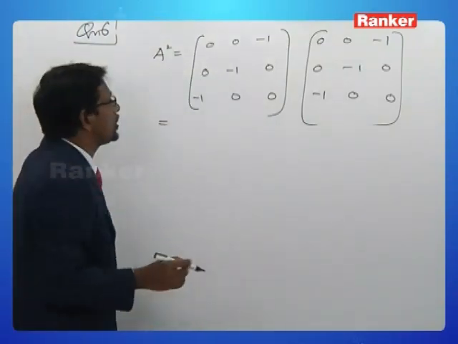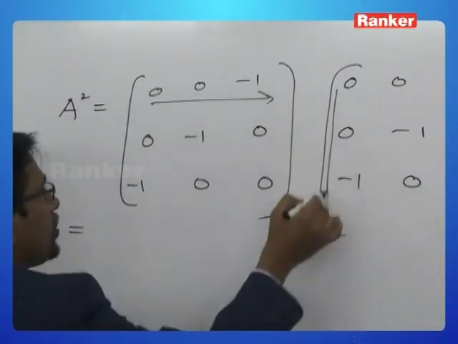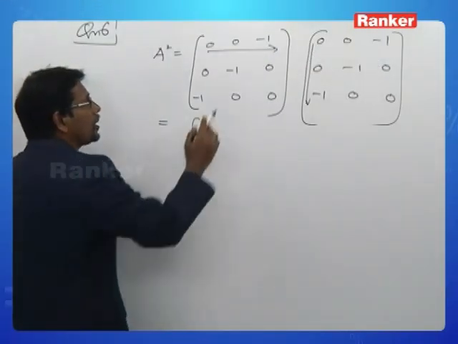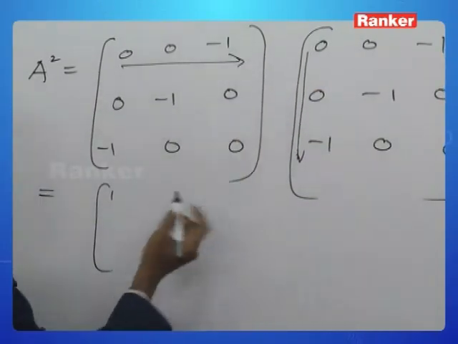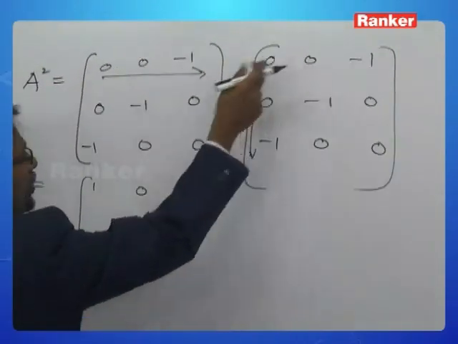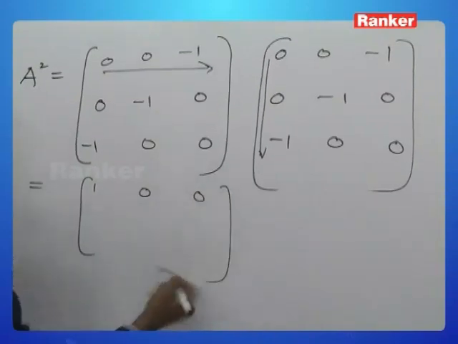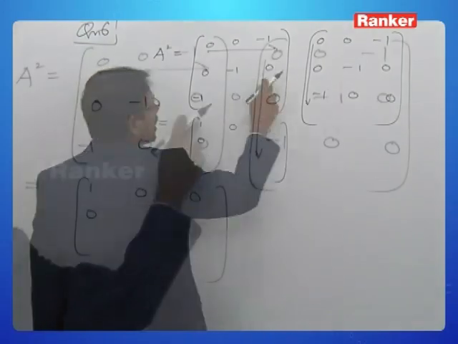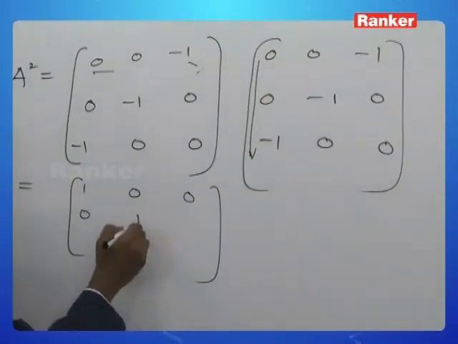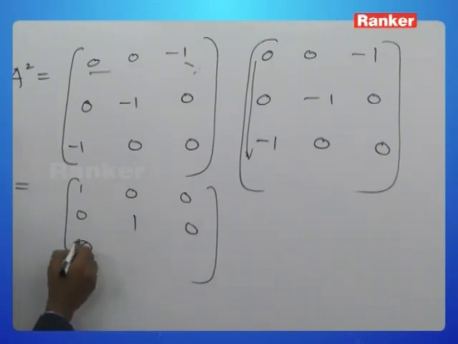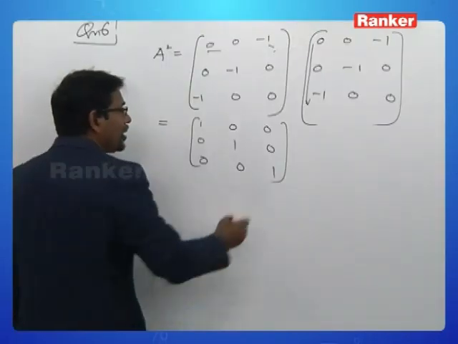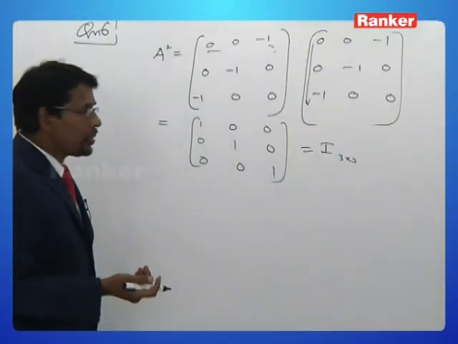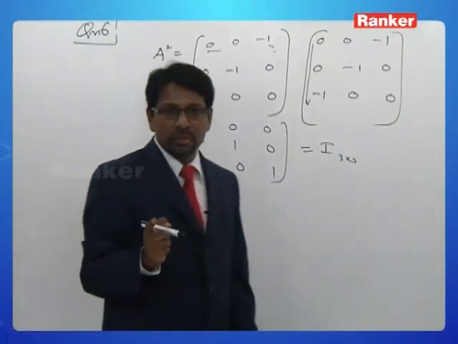What is A square here? The first row with the first column, what do you get? 1. First row with the second column, you get 0. First row with the third column, again 0. Second row with the first column, you get 0. Second row with the second column, you get a 1. And you get a 0 here, 0, 0, 1. Clearly A square is I, the 3 by 3 identity matrix. So option 2 is clear.